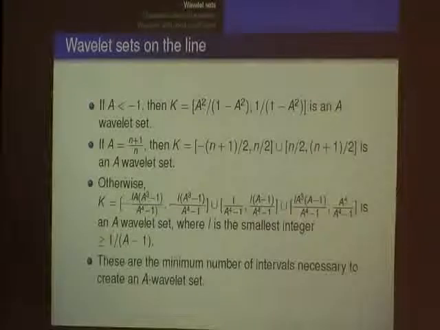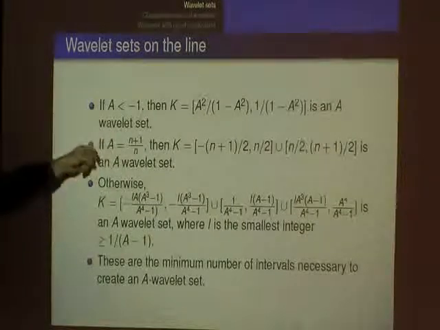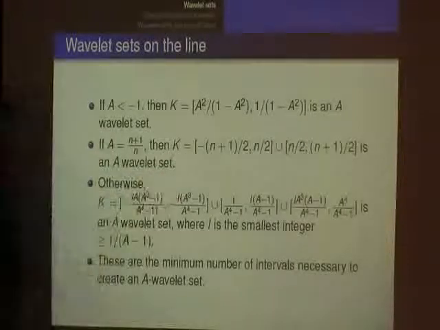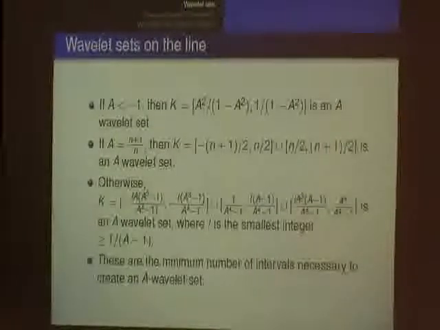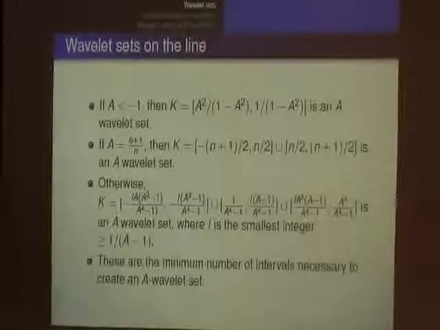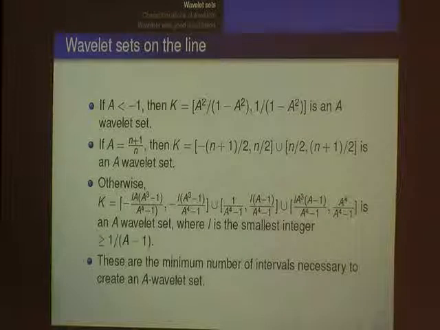If A is equal to n plus 1 over n, so like 2 or 3/2 or 4/3, then I have a 2-interval wavelet set. And if A is not one of those two things, then I get this crazy-looking 3-interval wavelet set. And these are the minimum number of intervals that you can use to create wavelet sets for these dilations.